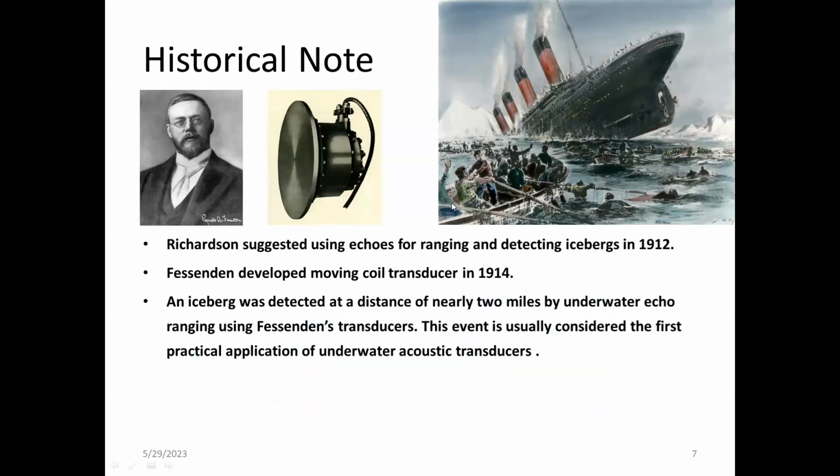Right. So we were talking about that Titanic event that happened due to a hidden iceberg. And after that event, people were looking into ways to get rid of such problems. Richardson suggested using echoes for ranging and detecting icebergs in 1912. And then a moving coil transducer, some sort of an underwater projector, was proposed in 1914. It was used to monitor the presence of icebergs or disturbances or some targets underwater using the underwater echo.